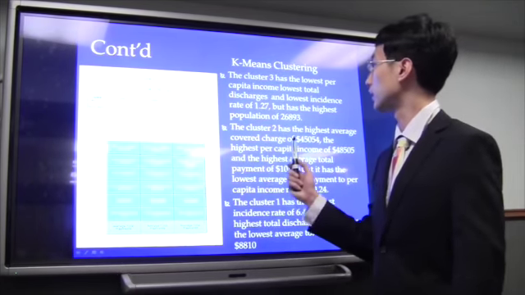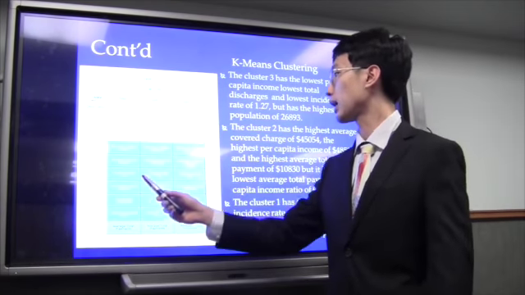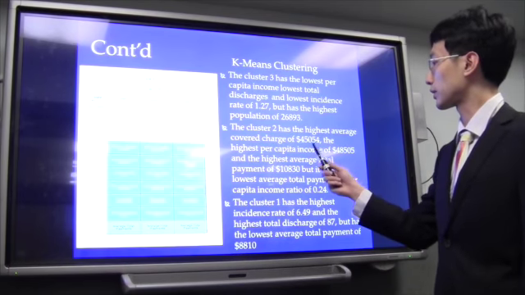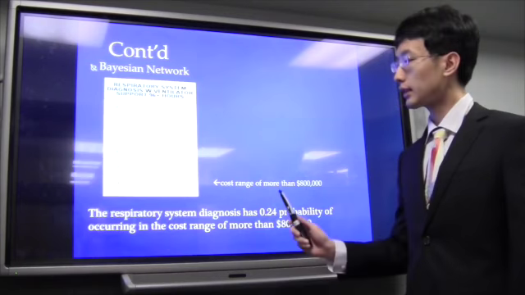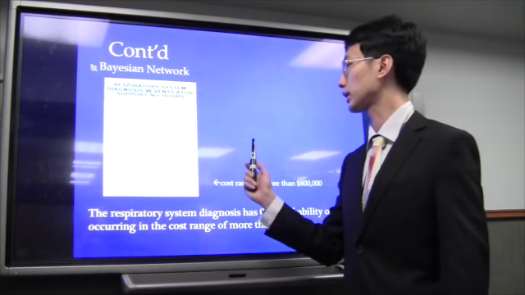For the third model, the k-means clustering, we have 3 different clusters. All of these 3 clusters have their own characteristics. So now I'm going to talk about our last model, which is the Bayesian network.